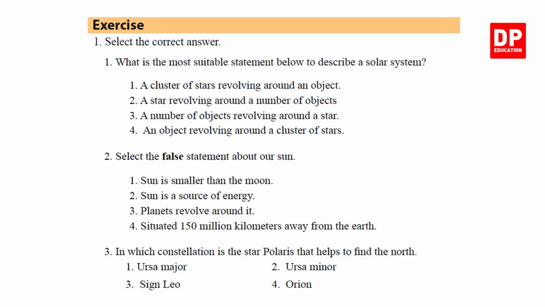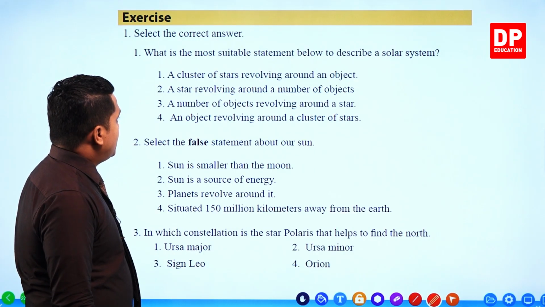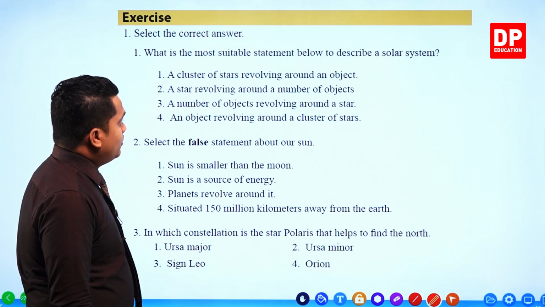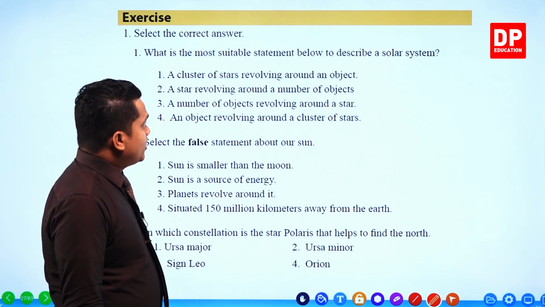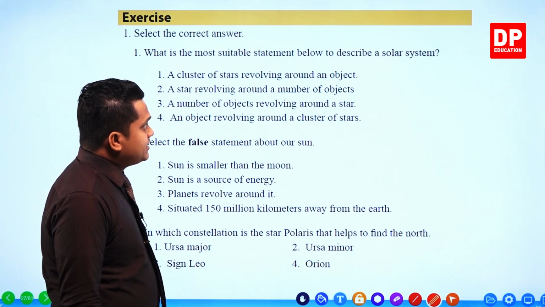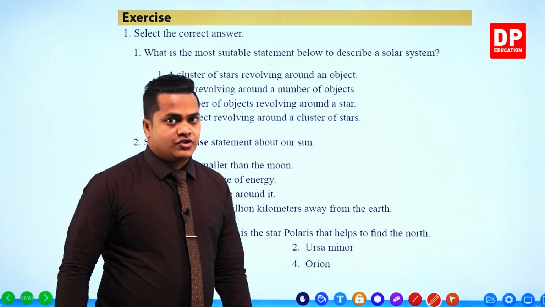So the first question which is given here, you have to select the correct answer. So MCQ type questions are given at the first. The first question which is being asked is, what is the most suitable statement below to describe a solar system? Most suitable statement to describe a solar system, my dear children.